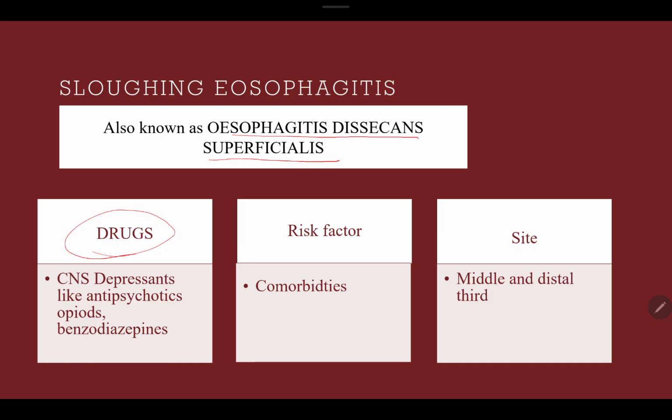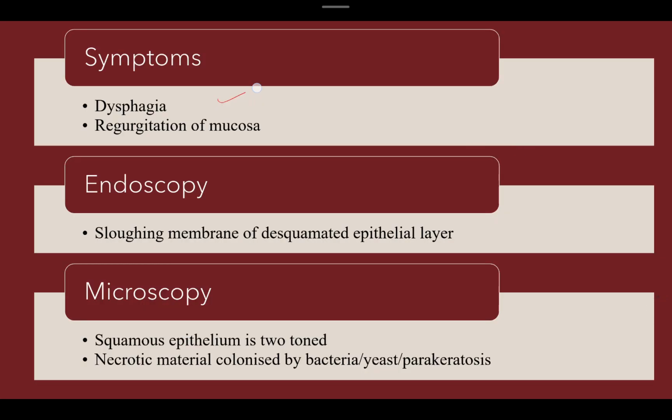Which are the different drugs that can cause sloughing esophagitis? CNS depressants, antipsychotics, benzodiazepines, opioids. Patients who are on these drugs long term, associated with different comorbidities, are at risk. The site is the middle and distal third of the esophagus. These patients can develop sloughing esophagitis. Symptoms are dysphagia and regurgitation of mucosa.